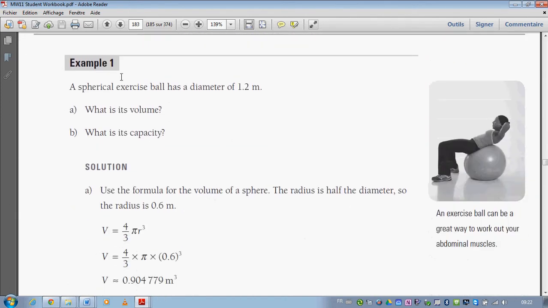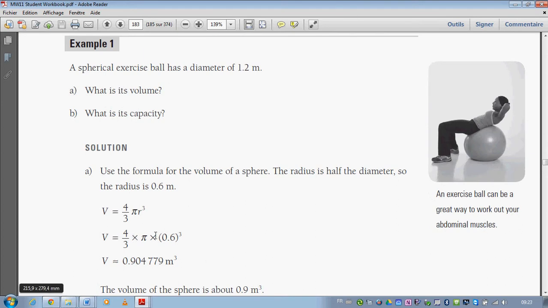So moving right on to example 1, a spherical exercise ball has a diameter of 1.2 meters. What is its volume? To determine its volume, you're using the volume of a sphere formula. Please be sure to tune into the keywords. Here it tells you that the diameter is 1.2. So you have to understand that this is a diameter and that the diameter is twice the radius. So to figure out the radius, you've got to take that diameter and divide it by 2, and that's what you get here, 0.6 meters.